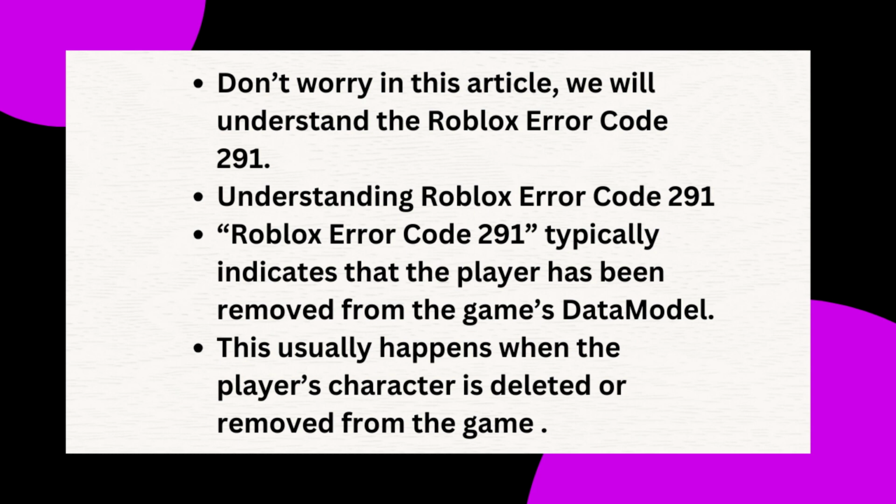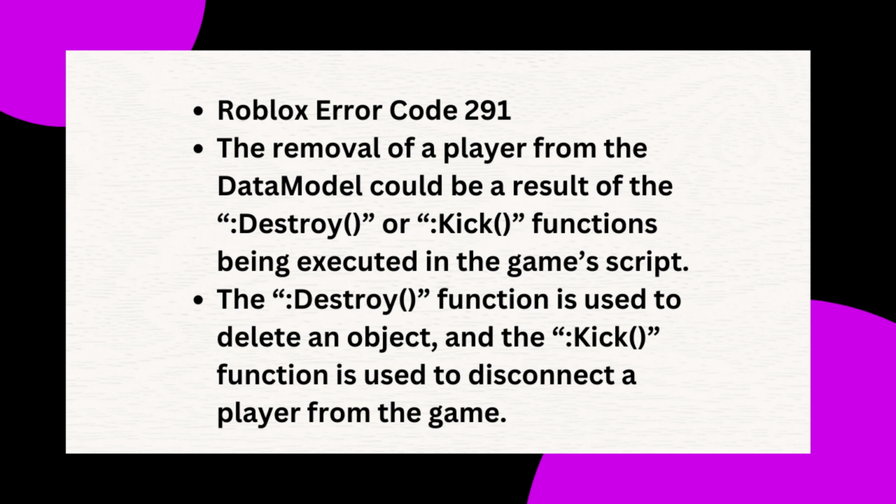Roblox error code 291 typically indicates that the player has been removed from the game's data model. This usually happens when the player's character is deleted or removed from the game. The removal of a player from the data model could be a result of the destroy or kick functions being executed in the game script. The destroy function is used to delete an object, and the kick function is used to disconnect a player from the game.